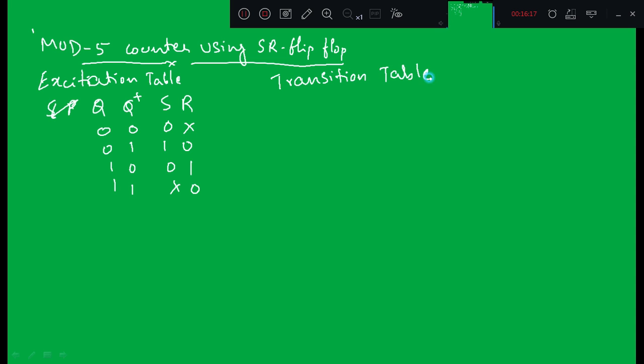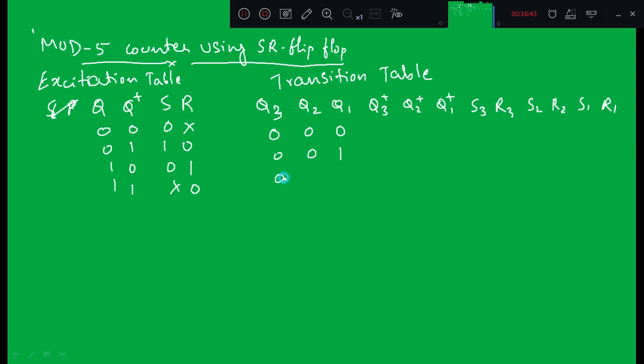After that we have the transition table. We are designing a mod 5 counter, so we require a total of 3 flip-flops. We will start from Q3, Q2 and Q1, and Q3 plus, Q2 plus, Q1 plus. Similarly we have 3 sets of inputs, S3 R3, S2 R2 and S1 R1. So there are 5 states starting from 0 0 0, next 0 0 1, 0 1 0, 0 1 1, 1 0 0. Are they 5 states? 1 2 3 4 5, right?